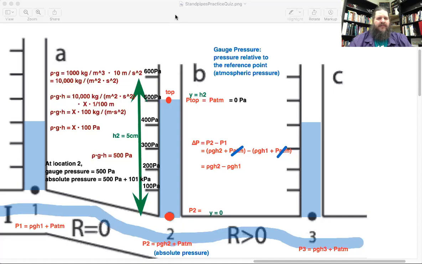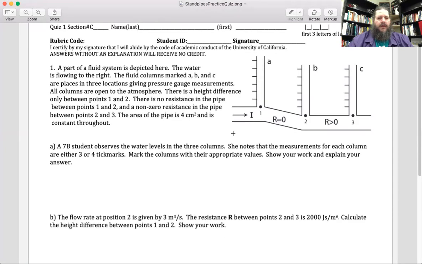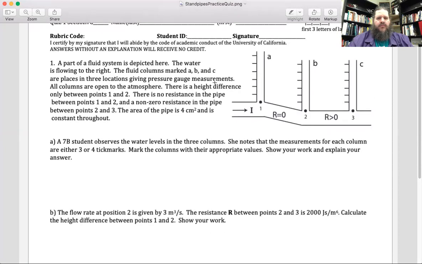All right, then let's try applying this to the actual praxis quiz. In this case, we are told that the water level in the 3 columns is always either 3 or 4 tick marks. And maybe the tick marks are centimeters, maybe not. But the important thing is we can effectively treat tick marks as a unit of pressure. Even though it's formally a unit of height, the whole idea of these pressure gauges is that each tick mark of height corresponds to a fixed amount of pressure difference, specifically the number of tick marks times density times gravity.